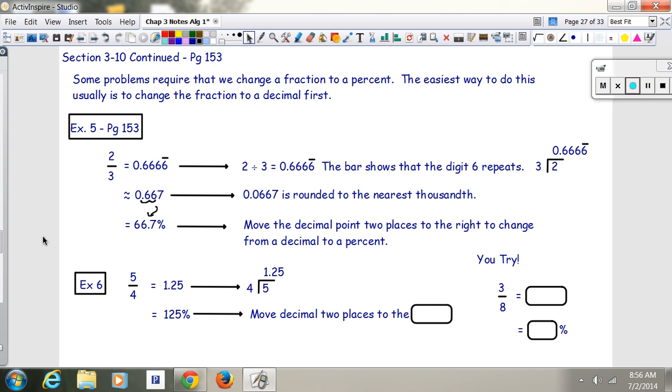5/4 would be 1.25 as a decimal. You move it over 2 places, it would be 125%. Move it 2 places to the right. 3/8 as a decimal would be 0.375. If you move it over 2 places, 37.5%. Taking a fraction, making it a decimal, then a decimal, making it a percent. That's how you take a fraction and go all the way to a percent. You got to go through the decimal first, then make it a percent.